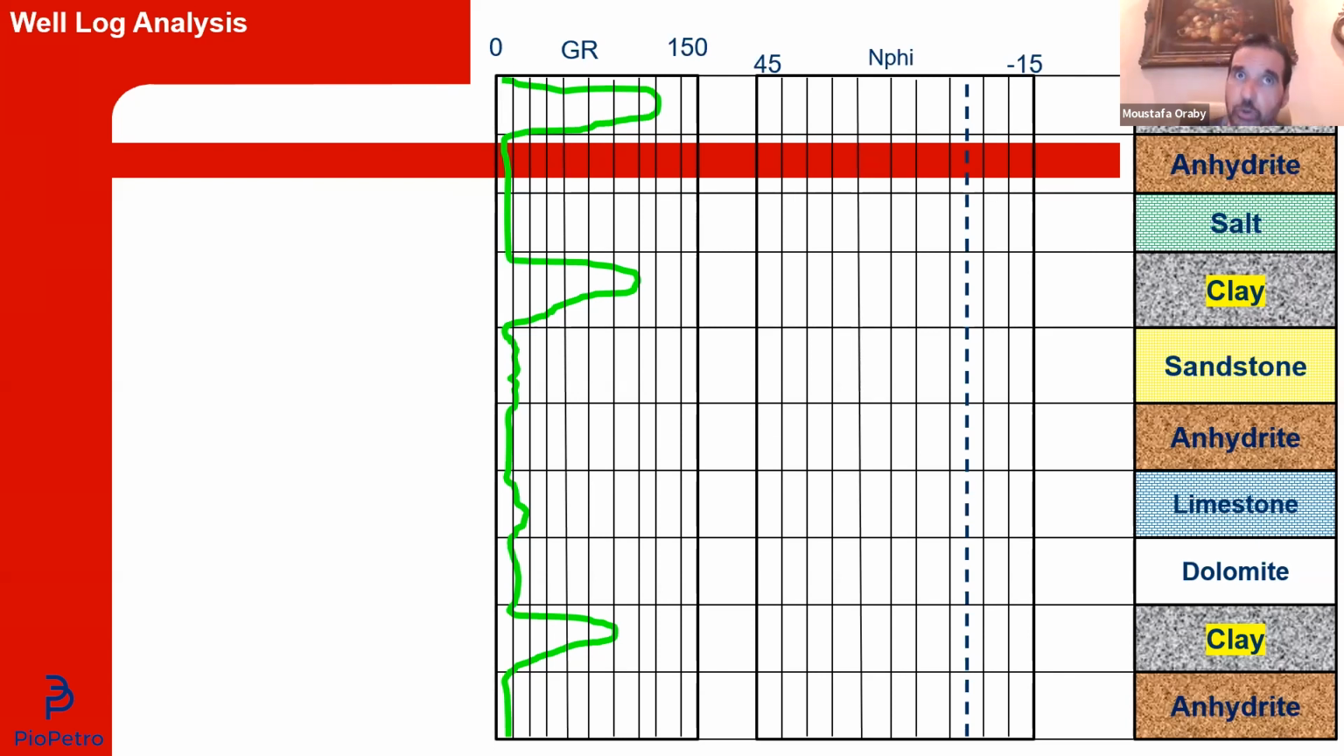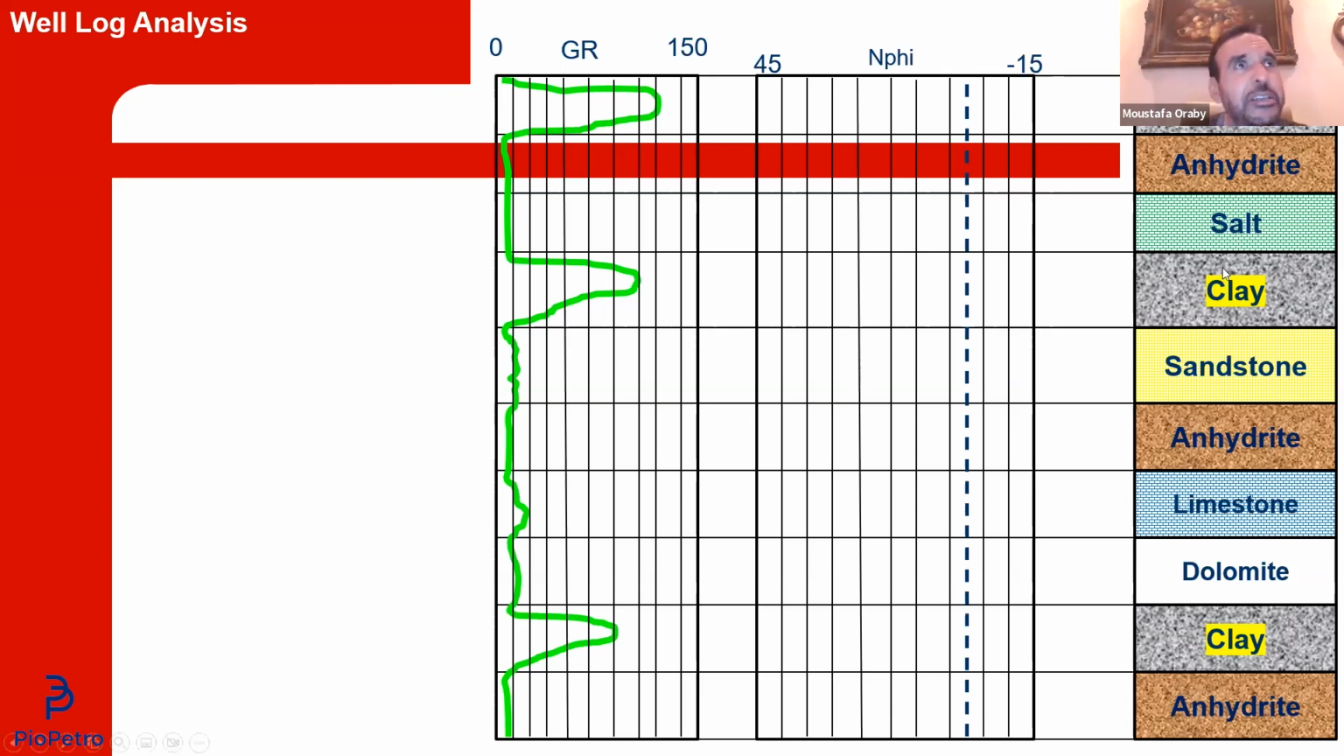Remember, the neutron tool responds to hydrogen. You need to think like an engineer. As an engineer, you need to find out, does this mineral have hydrogen, no or yes? If it has hydrogen, the neutron tool will read porosity. If it doesn't, the neutron tool will read zero. Very simple. Okay? Now, if it goes back to clay, it will read high.